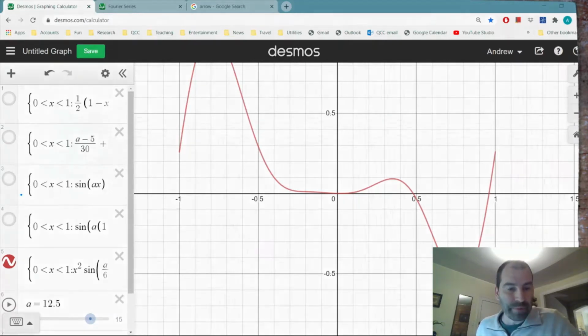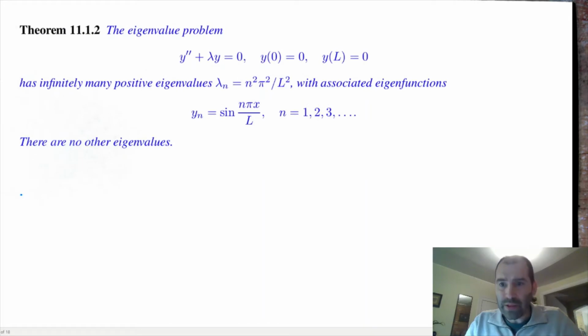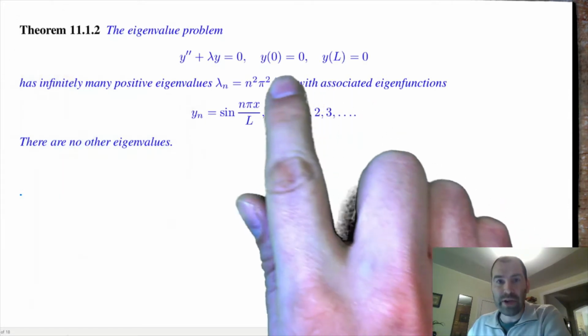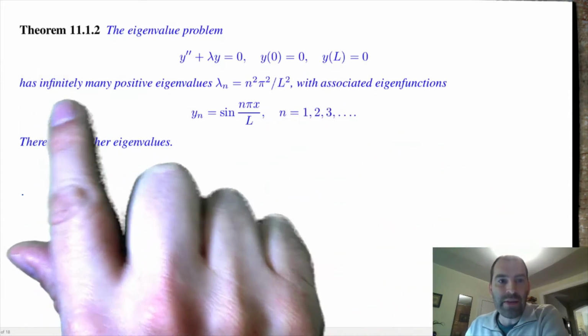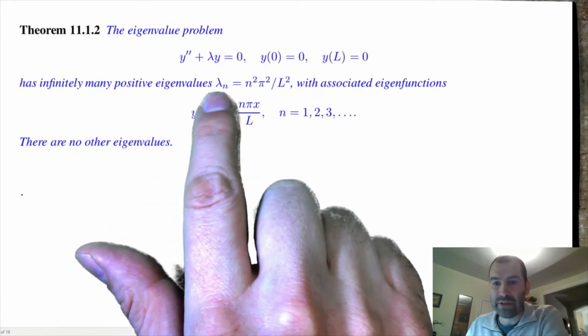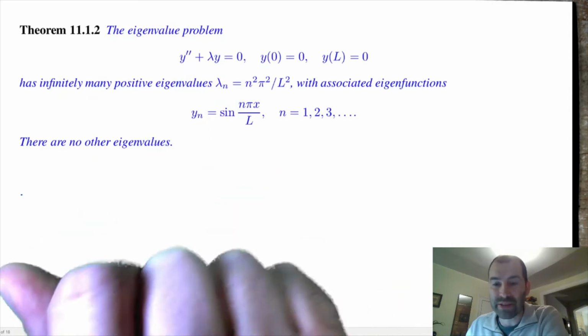But anyway, those are the different boundary value problems that we can look at. And just to further review what we talked about last time, this is what we proved in the last video. The eigenvalue problem for the first boundary value conditions. And we proved that it had infinitely many positive eigenvalues. So these are all the different possible values lambda can be, and they're all positive.